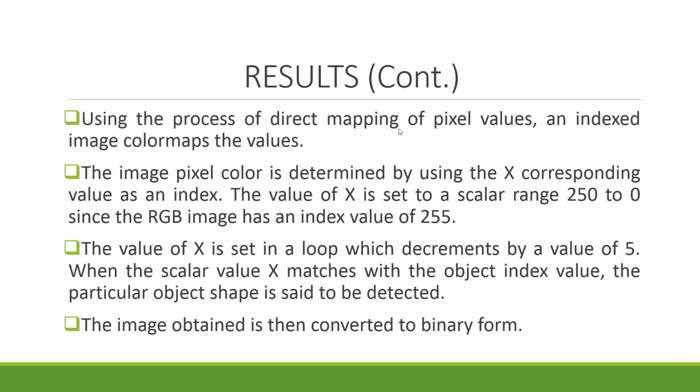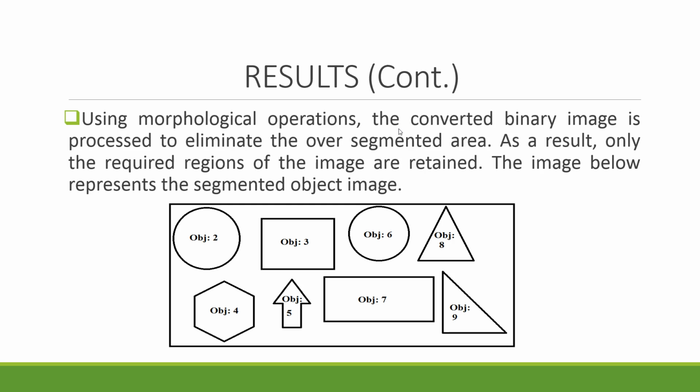Using the process of direct mapping of pixel values, an indexed image color maps the values. The image pixel color is determined by using the x corresponding value as an index. The value of x is set to a scalar range 250 to 0 since the RGB image has an index value of 255. The value of x is set in a loop which decrements by a value of 5. The scalar value x matches with the object index value. The particular object shape is said to be detected. The image obtained is then converted to binary form.